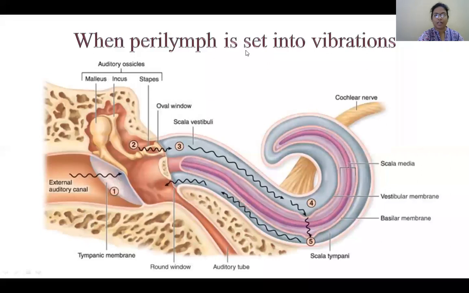Now, to see what happens when perilymph is set into vibration. The first step is striking of the tympanic membrane; the sound is conducted via the ossicles towards the footplate. The footplate is in contact with the oval window. The scala vestibuli and scala tympani have perilymph, whereas scala media contains endolymph. Depending on the frequency, that particular area of the basilar membrane which matches the natural frequency of the sound is set into vibration. The sound will travel here and cause movement of the basilar membrane, so that area would get pressed, and this pressure is then reabsorbed by the round window.